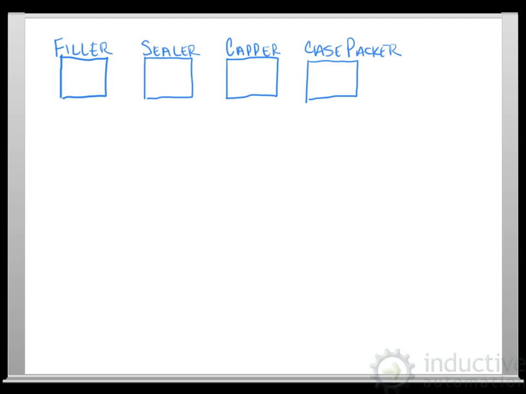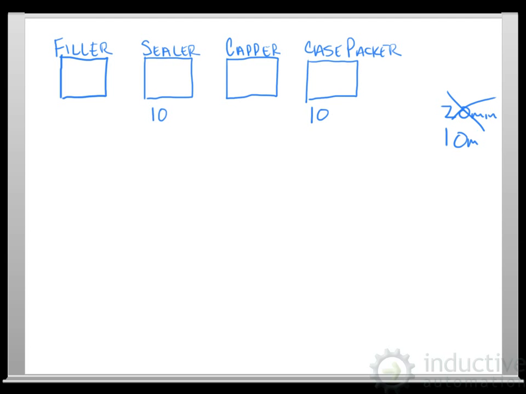Okay. So what happens is if the sealer went down, let's say 10 minutes, and at that same time the case packer went down 10 minutes, you do not want 20 minutes of downtime. You don't want that. What we really want is only 10 minutes, and we really want one of the machines to be blamed for that.